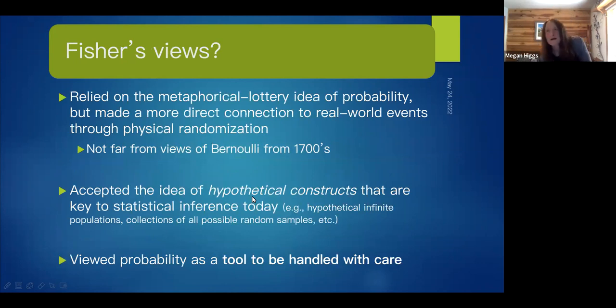So before I end my history of probability, I just want to come back to some of the characters you're more used to hearing about and whose ideas are in the textbooks now. So what were Fisher's views? Well, Fisher did rely on the metaphorical lottery idea of probability, but the contribution I find fascinating is that he made a direct connection between the metaphorical lottery idea and how we make statistical inference, by inserting physical randomization, or you can think about random sampling as well.